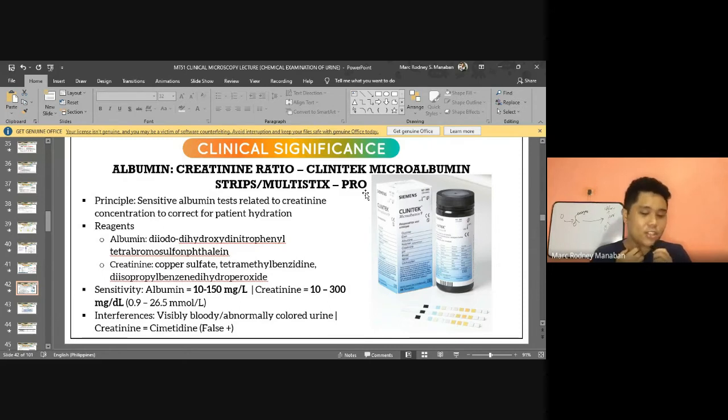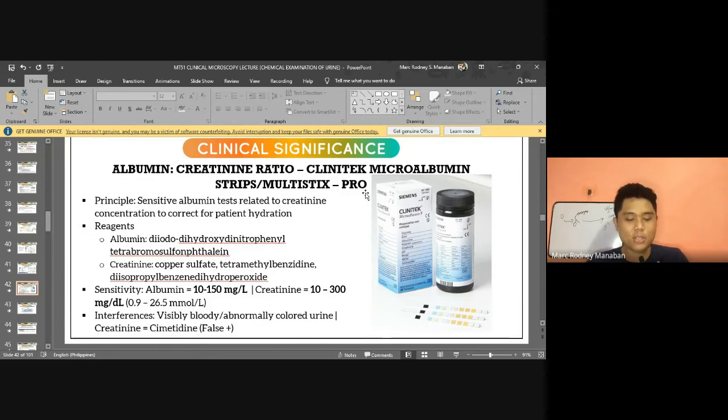Alright. Now, the reagent for albumin, of course, is a bit long, but it's tetrabromosulfonphthalate, you remember. For creatinine, you have copper sulfate, tetramethylbenzidine, and diisopropyl benzene dihydroperoxide. Now, for sensitivity, you have albumin 10 to 150 mg per liter. Creatinine is 10 to 300 mg per dl.